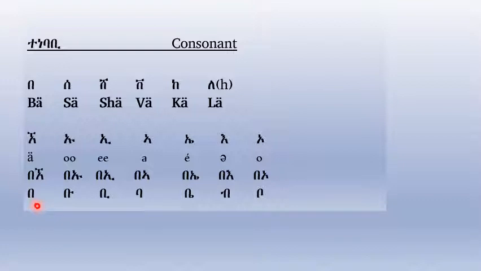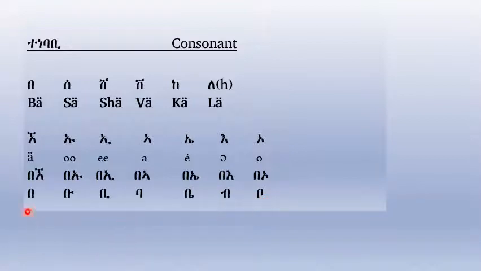And another rule, whatever consonant or vowel you write, you are going to read it. So this is B, this is B. So let's repeat one more time our B's. Be, bu, bi, ba, be, bi, bo.